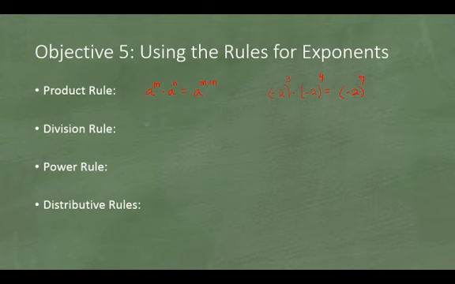The division rule says the same thing for division. Same base, different power, divided by same base, different power, is the same base, and then you subtract the powers. Write the power in the numerator first, minus the power in the denominator, m minus n.